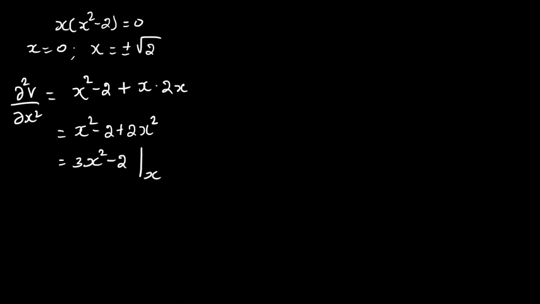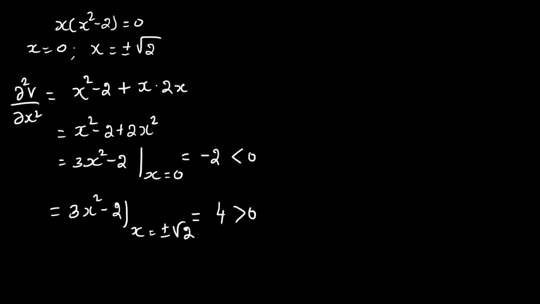So first, I am just using x is equal to 0. On doing that, I get my ∂²V/∂x² to be minus 2, which is unstable. And again, I am substituting this 3x² minus 2 with x is equal to plus or minus root 2. On doing that, I get my answer to be 4, which is greater than 0. Hence, this is stable equilibrium.